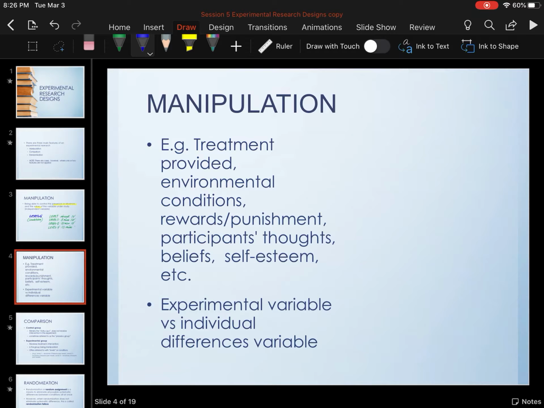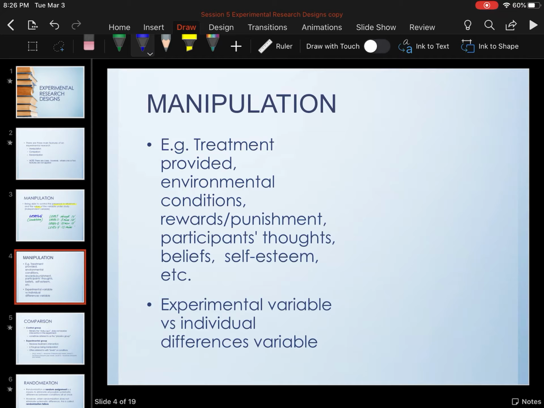And then the dependent variable would be something like the performance in another activity. So in that kind of study, we're trying to manipulate the self-esteem of the person, making the person believe that he's not very good at something, in order to see whether that will influence his future performance in another activity. Okay? So take note that when we're talking about manipulation, we have to be able to distinguish an experimental variable versus an individual differences variable.